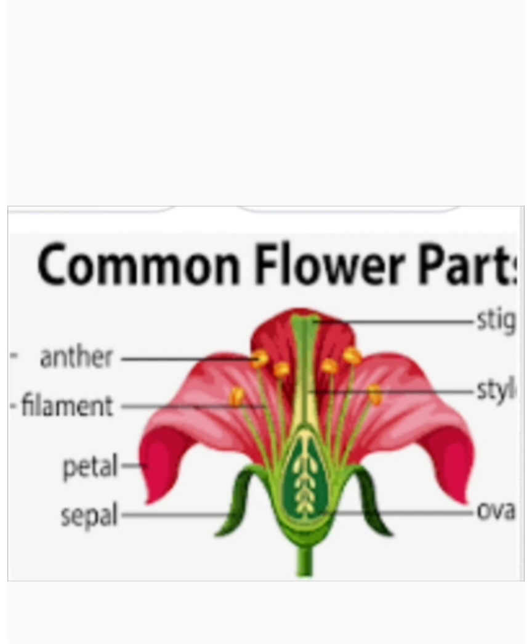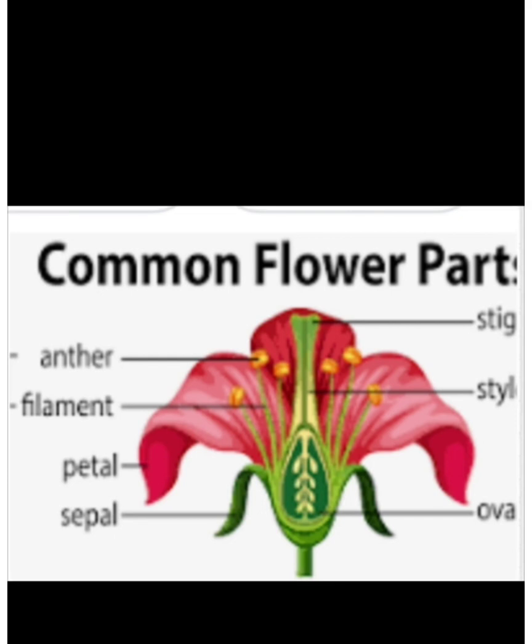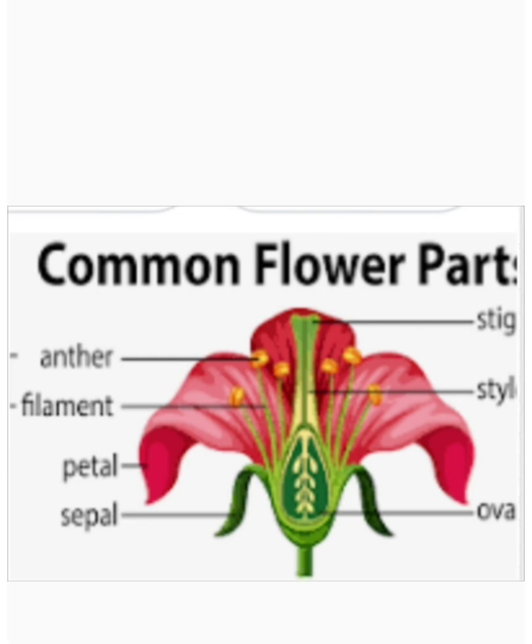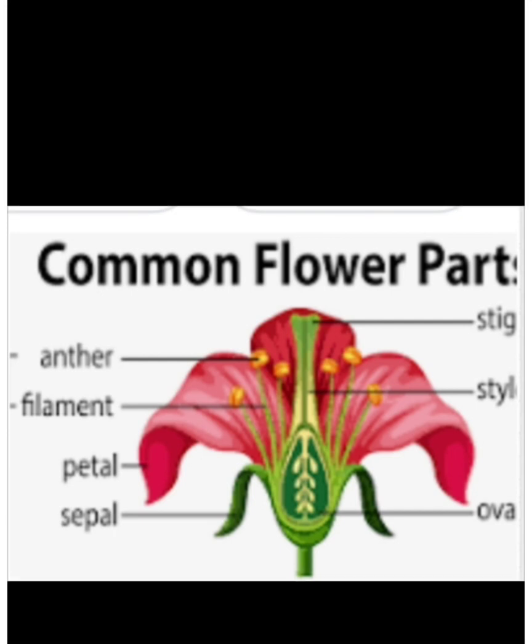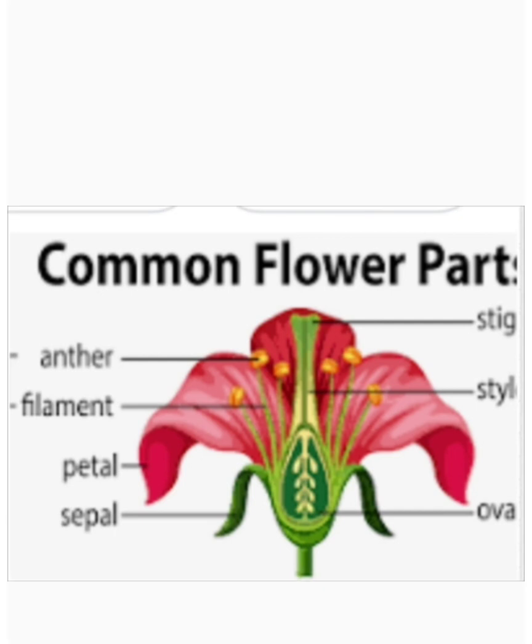The sepals form the outermost part of a flower. They look like small leaves at the base of the flower. Their function is to protect the flower bud. The prominent or showy parts of a flower are the petals.